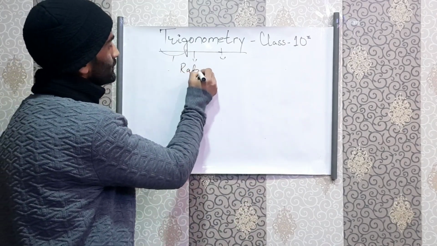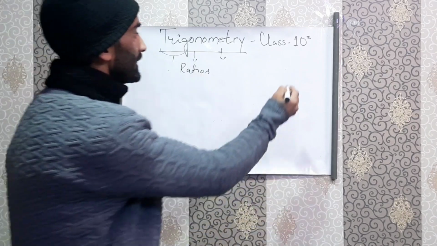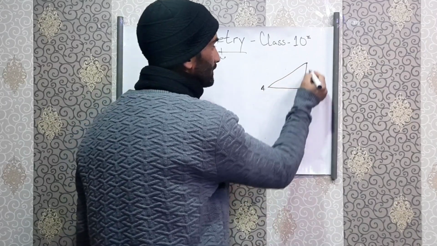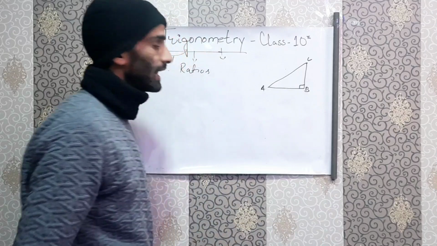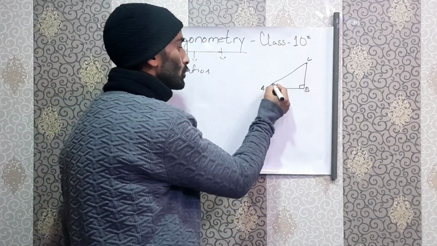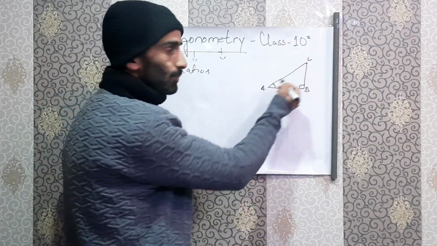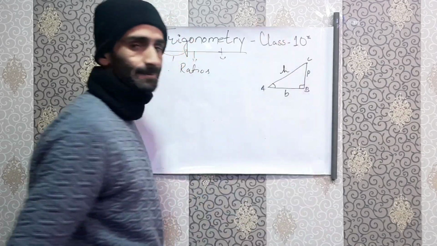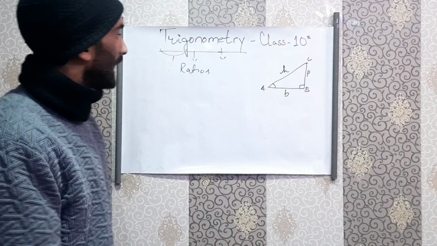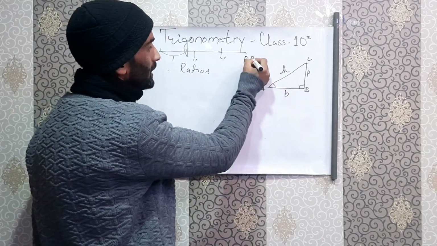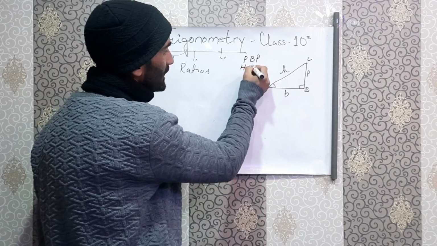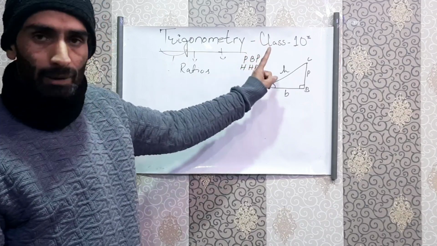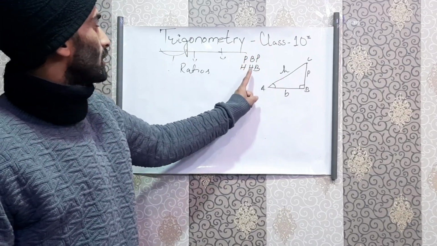Trigonometric ratios. What are the ratios? Like this is our triangle ABC, right angled at B. Clear, my dear? And this one we are going to choose as the acute angle, and the opposite side to it is the perpendicular, this one is the base, and this is the longest side, the hypotenuse. One thing you have to keep in mind, that is PBP, HHB. What does it mean? Perpendicular, base, perpendicular, hypotenuse, hypotenuse, base.